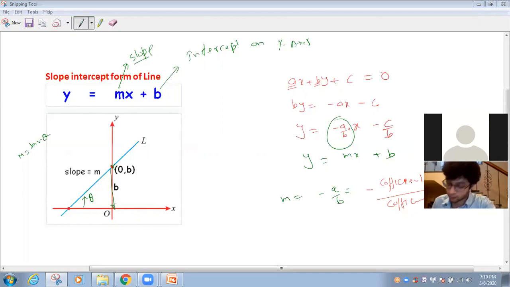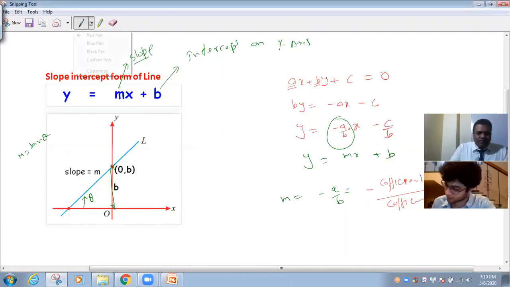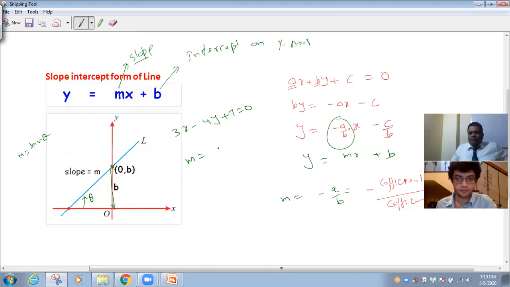Is that clear? I'll take one example and you try to give the answer. Let us say the general equation of line is given 3x minus 4y plus 7 is equal to 0. Can you tell me the slope of this line? Tell me, 3x minus 4y plus 7 equals 0.